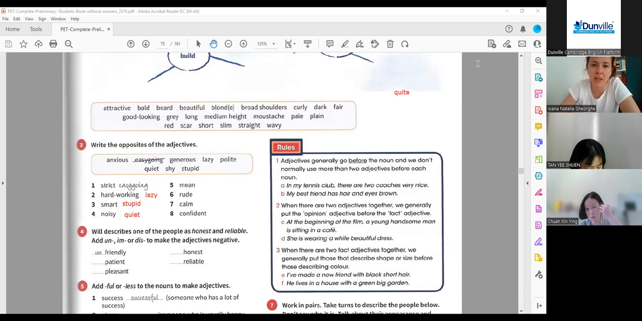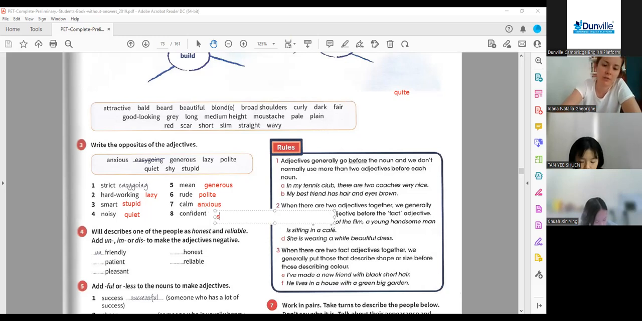What's the opposite of mean? Generous. Yeah, mean. Yeah, I would say generous. The opposite of rude, Tan? Polite, very good. The opposite of calm? Anxious, yeah, anxious. And the opposite of confident, Tan? Shy, very good.